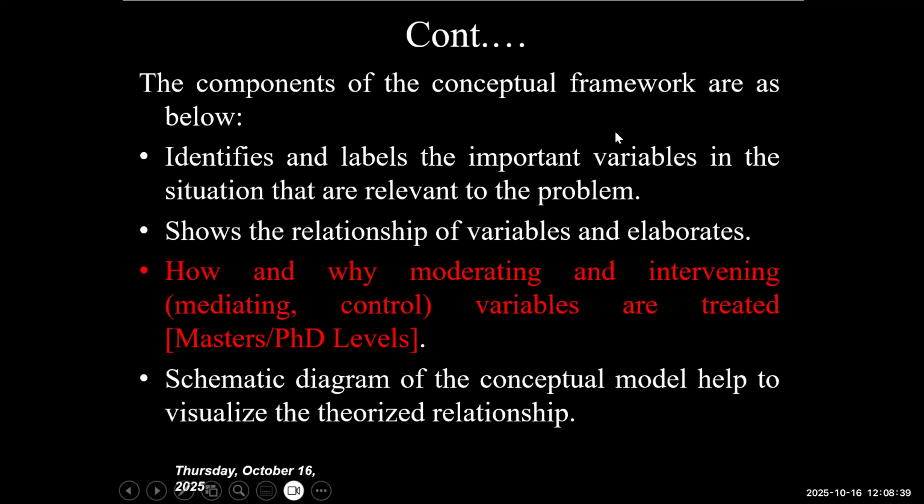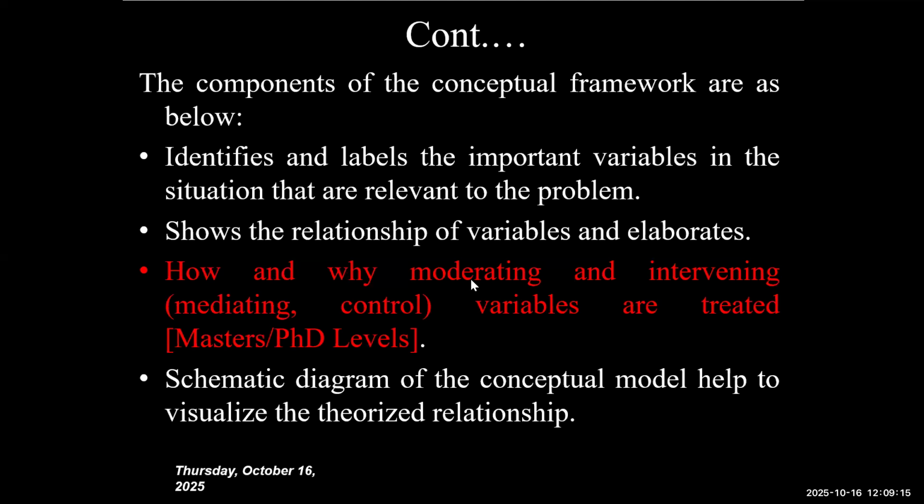So the components of the conceptual framework are as below. It identifies and labels the important variables in the situation that are relevant to the problem. There could be several factors or variables or constructs within the theory, but not all of them are important or relevant to whatever you are doing. So you don't just take the entire theory and put it there. No, you derive the most relevant or important ones. And sometimes we even say add others to it, and that's where you are contributing to the theory. So that will show the relationship of the variables, and so on and so forth.